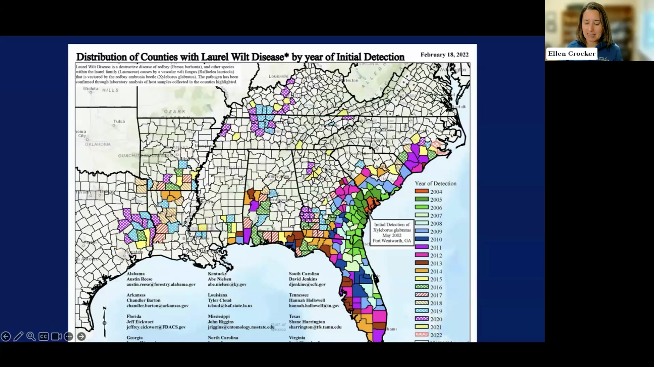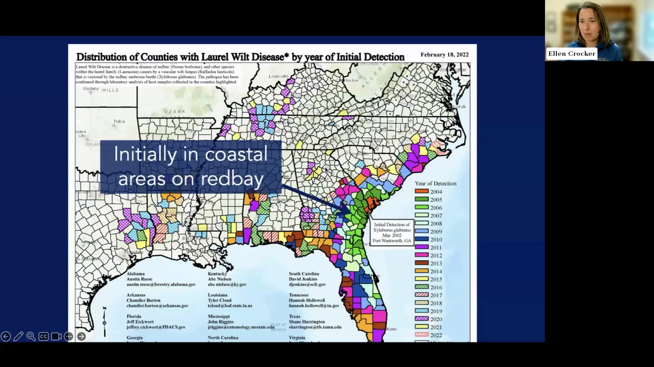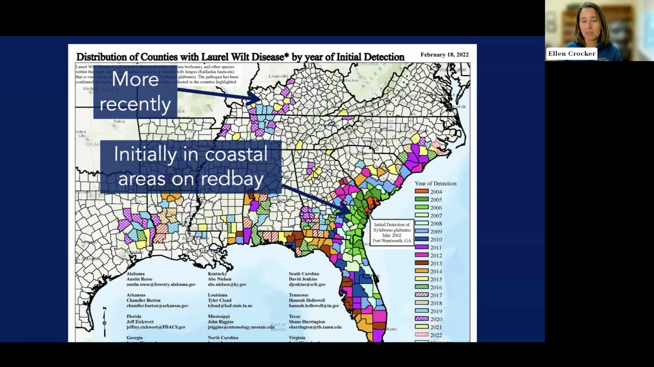But you can see that it was initially over here in coastal areas on red bay, but more recently it moved up to us in Kentucky. And those little beetles, while they can fly, did not fly that far. Probably came in on contaminated firewood. We won't really know, but firewood is an excellent way to accidentally move things around. Those beetles are so tiny, you could easily miss them and accidentally move them to a new area. It's one of the reasons why we really recommend not moving firewood very far, because you can have some hitchhikers that you really don't want to be spreading.